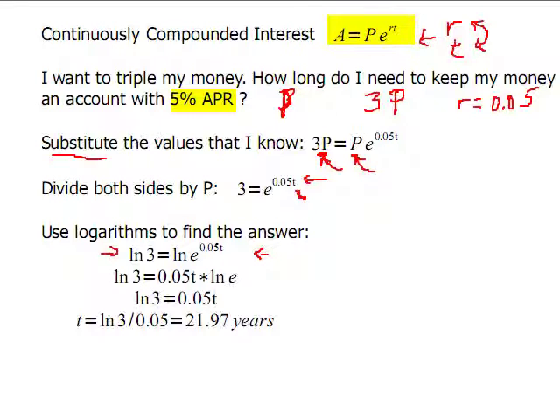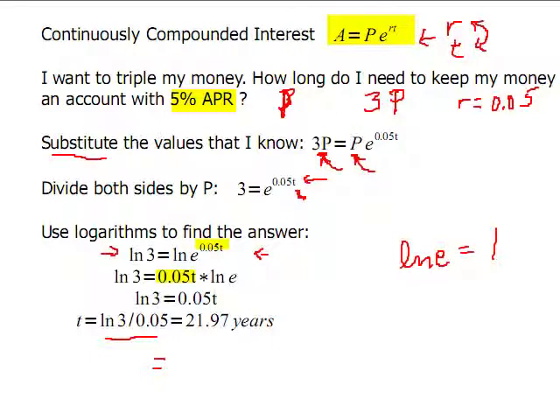Okay. The 0.05t is up here. This whole exponent comes down and multiplies the natural log of e. I know that the natural log of e is 1. So the next line here is natural log 3 equals 0.05t. Now I just isolate t by dividing both sides by 0.05. t equals natural log of 3 divided by 0.05.